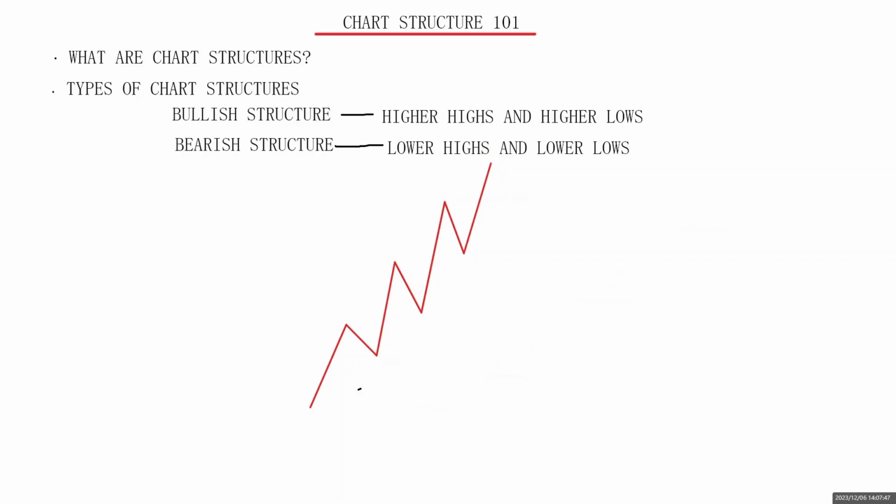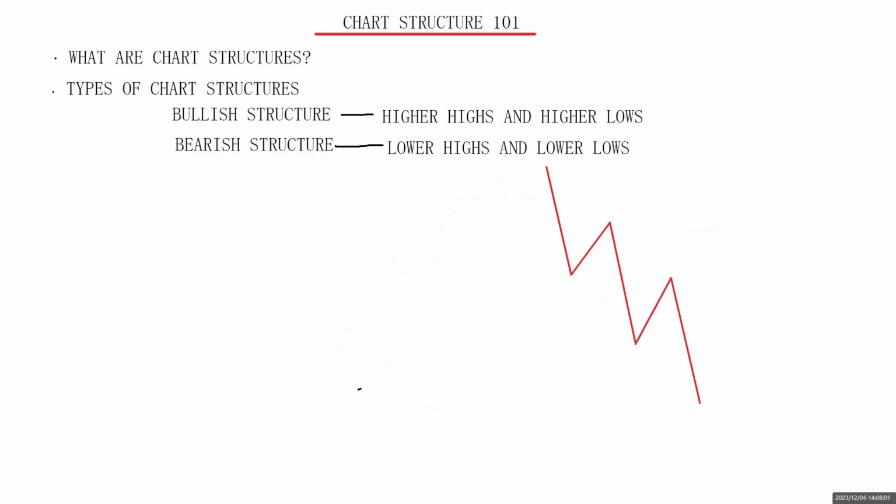I'm still going to go into detail on how to trade a bullish and a bearish structure in the direction of the trend, and how to trade a retracement. Now this is a bearish structure. Here we can see a high, then this is a low. Then this is a lower high, this is a lower low, this is a lower high, and this is a lower low.